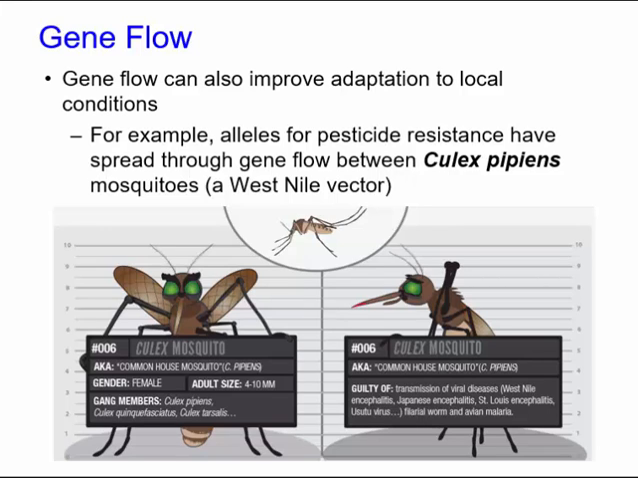Gene flow, as I've mentioned, could also improve adaptations to local conditions. The example here is the mosquito Culex pipiens. This is a vector of West Nile virus, where we have sprayed for mosquitoes using pesticides. That removes the mosquitoes from the population that are not resistant to the pesticides. And then what happens through gene flow and migration is that resistant mosquitoes move into those areas. So that's a benefit for those mosquitoes. Now new individuals are moving in and bringing alleles for resistance into those regions.